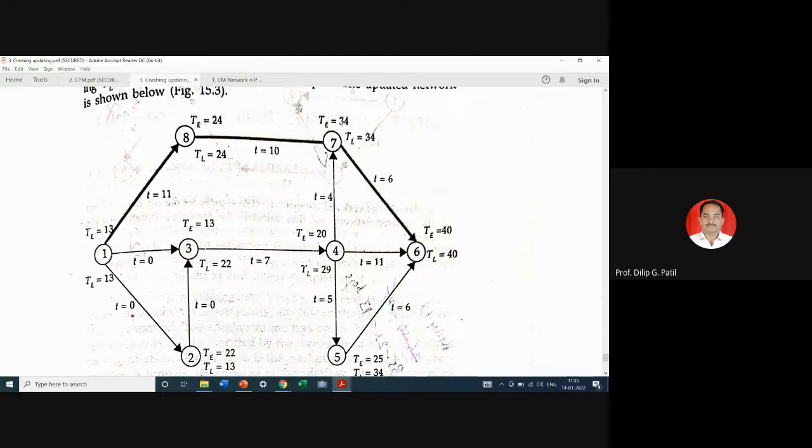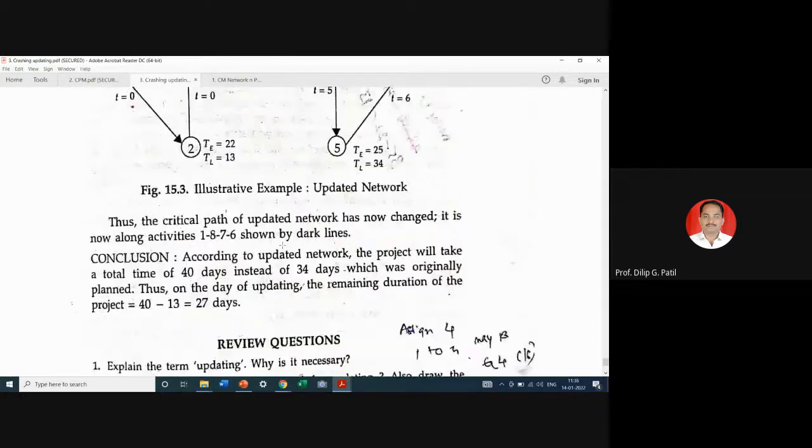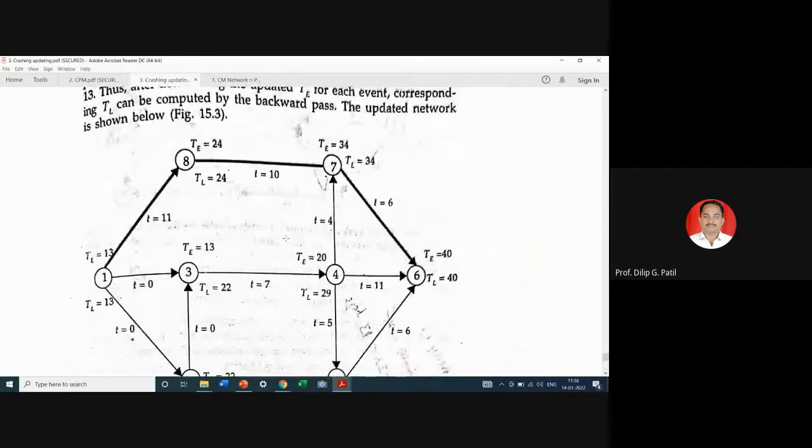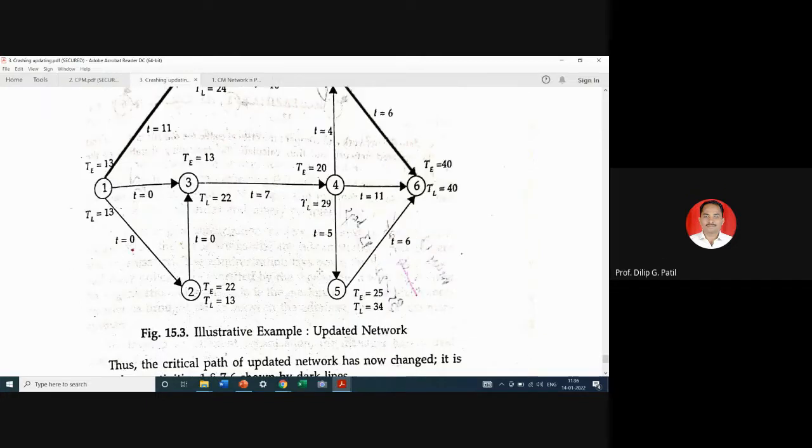सो वी नीड टू फोकस ऑन दिस पाथ and we can take or we can have one more meeting, review meeting at the end of our planned schedule, 20th day, 13th day, and we can have similar calculations for that particular review also. 13th day, similarly 25th day, 13th day म्हणजे 30व्या दिवशी 35 किंवा 35 डेला आपण परत रिव्ह्यू घेऊ शकतो आणि वी कॅन चेक द प्रोग्रेस. So this is all about updating of the network.